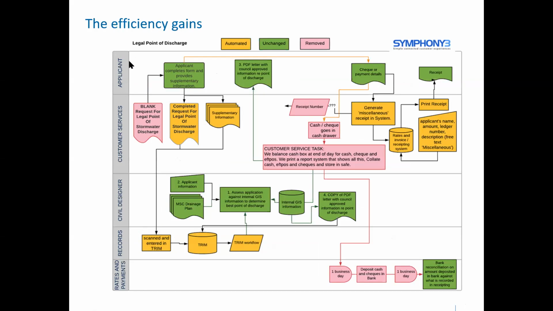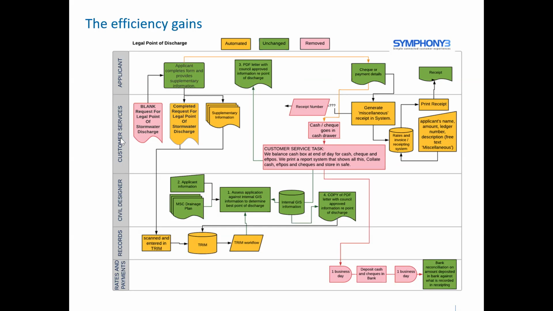So down the left-hand side, you've got the applicant, customer services, the civil designer, records, and rates and payments. All these entities or people had to get involved in this particular process. By introducing automation and integration, we're able to automate a lot of the sub-processes and then remove some of them as well. So in this particular case, the applicant's job wasn't made an awful lot better, but certainly with customer services, we can see we've removed a lot of what they do, and then we've automated the rest.